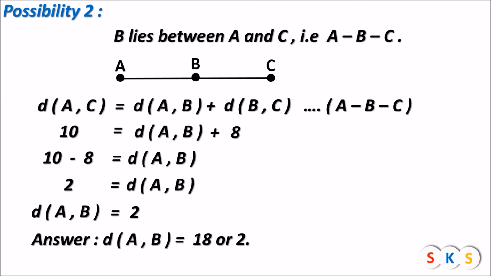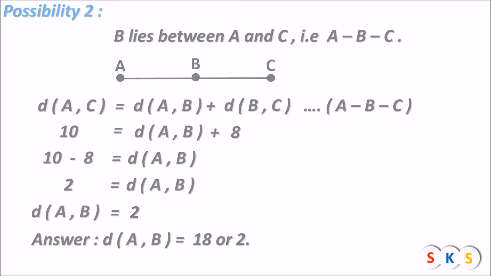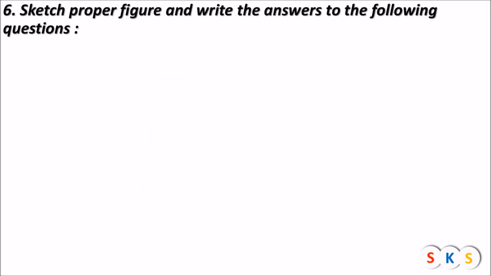Possibility number 3 will not occur, since if we take point A between C and B, then we will get a negative distance, and you know the distance between 2 points cannot be negative. Therefore the third possibility will not occur. Now we will go for the next question.